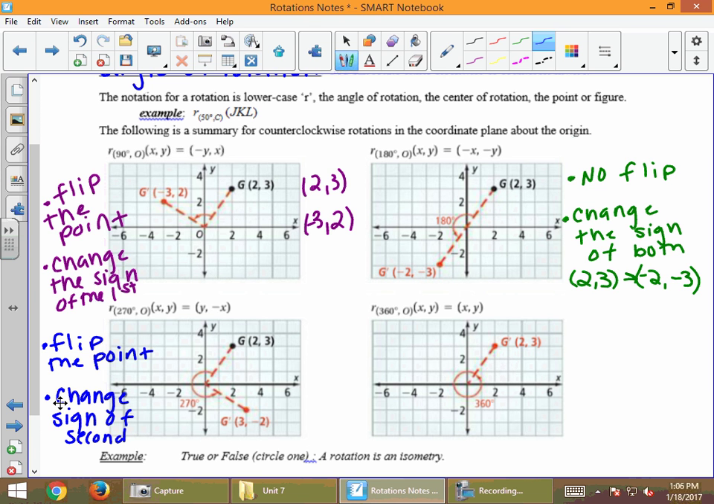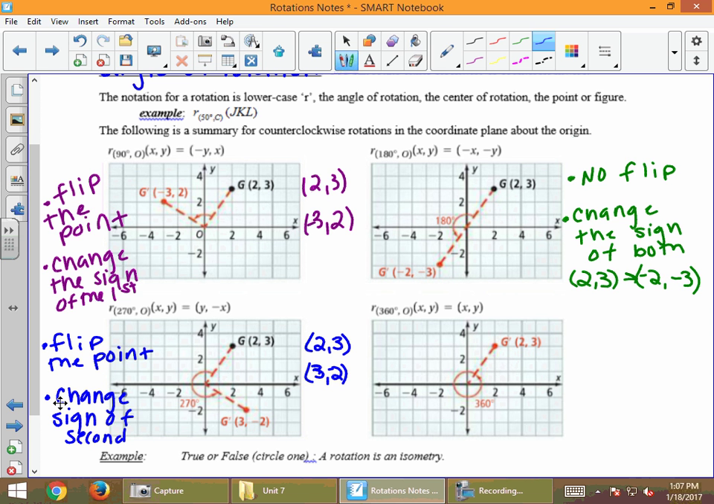Well, for example, we have this point here, (2, 3). If we flip (2, 3), it's going to become (3, 2). And then you change the sign of the second. Make sure you always flip first. Don't change the sign and then flip. You're going to get the wrong answer. Always flip the point first. Look at the number you're supposed to change the sign of, and change the sign.